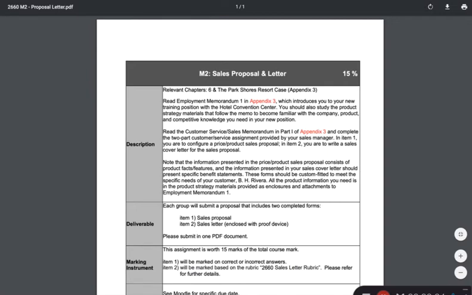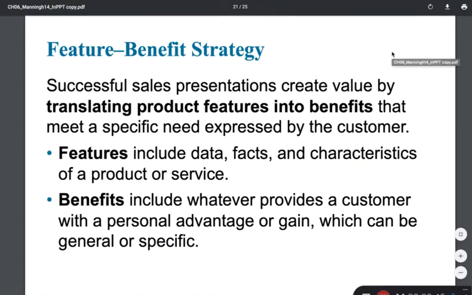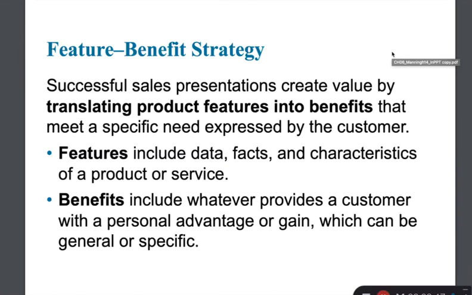The first thing we're going to do is understand the difference between features and benefits, and that's where Chapter 6 is very helpful. In Chapter 6, you'll learn the difference between features and benefits. And really, the sales letter is all about discussing the benefits.